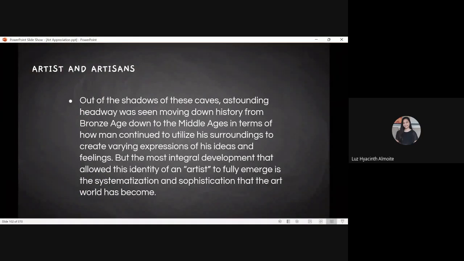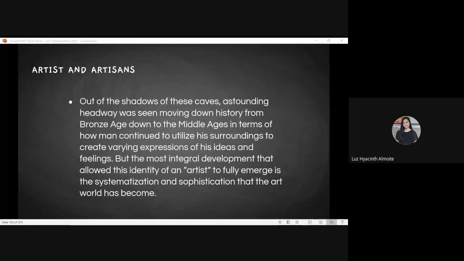Out of the shadows of these caves, outstanding headway was seen moving down history from the Bronze Age down to the Middle Ages in terms of how man continued to utilize his surroundings to create varying expressions of his ideas and feelings. Through the exploration of his immediate environs, trade, and other experimentations, new modes, media, and techniques brought to light a wide array of artworks that instantiate the wealth that can be done when the artist's vision is tapped, harnessed, and realized. But the most integral development that allowed this identity of an artist to fully emerge is the systematization and sophistication that his world, the art world, has become.